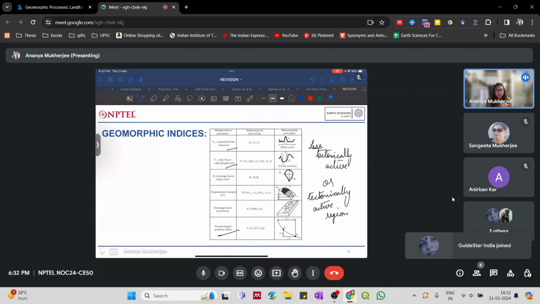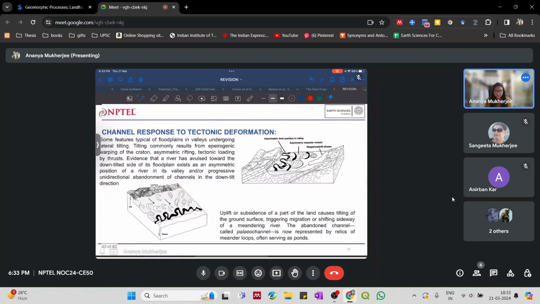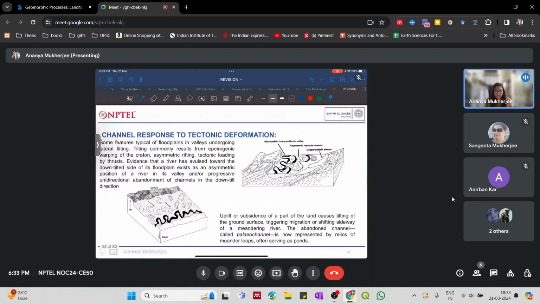These actually help you in understanding whether the geomorphic processes are more dominant along with the tectonics, or whether all the landscape that has been developed is controlled by tectonic processes in a major proportion. As you can see, there are some changes in the position of the channels when tectonic processes are actively taking place.